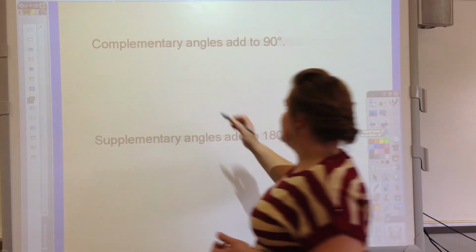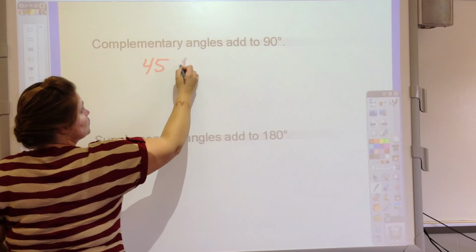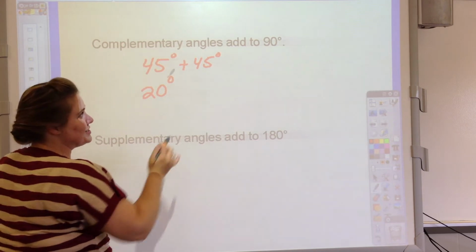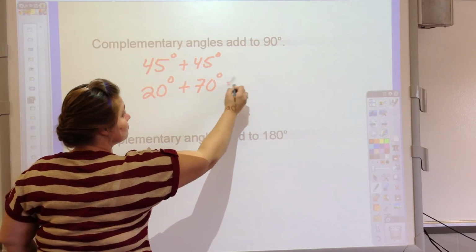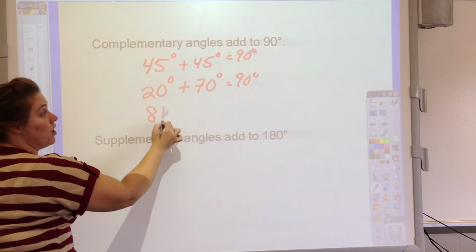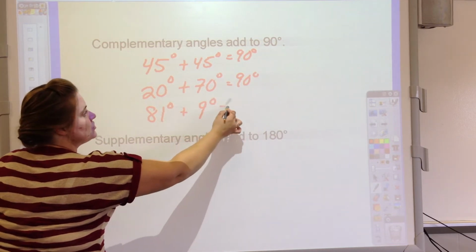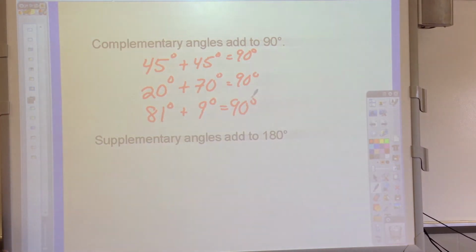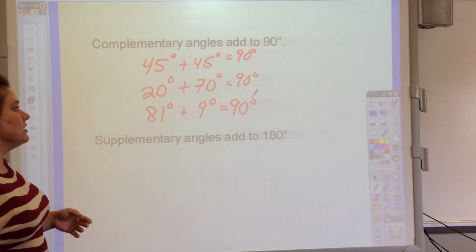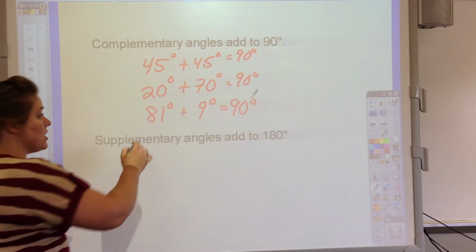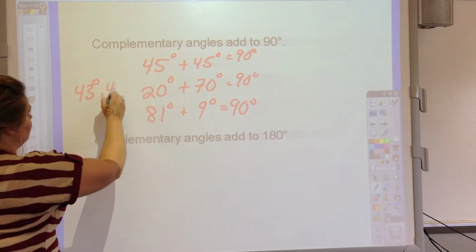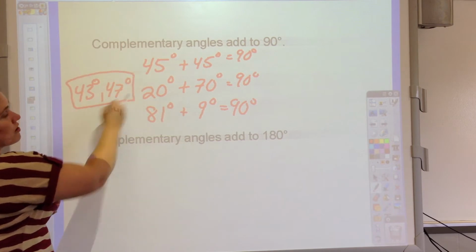For example, of complementary angles that add to 90, I might use 45 and 45. An angle that's complementary to 20 would be 70. And an angle that's complementary to 81 would be 9. And so often we'll ask you merely for the complementary angle. What angle is complementary to 81? You would tell me 9. Or what angle is complementary to 43? And you would tell me 47. These two angles are complementary.